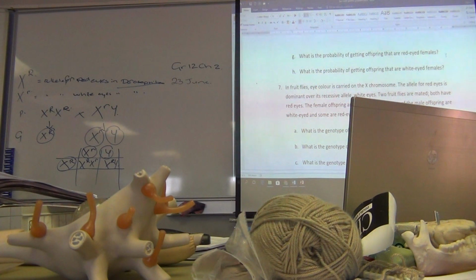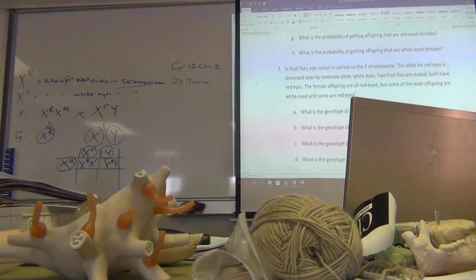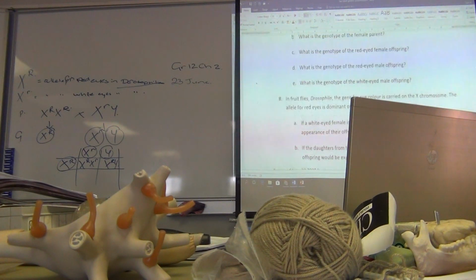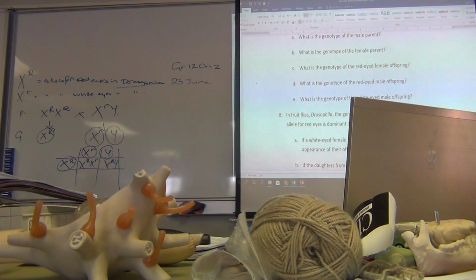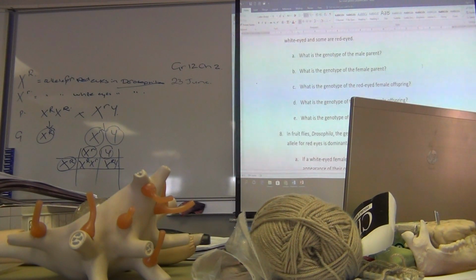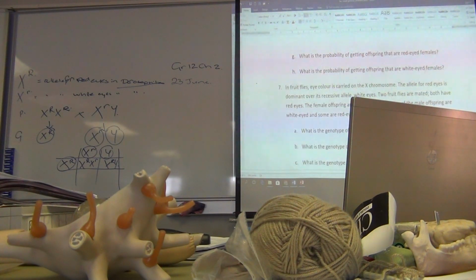What is the probability of getting offspring that are red-eyed females? 50% chance. And what is the probability of getting offspring that are white-eyed females? 0 chance. Okay. All right. I expect you to do number 7 and number 8 of this for homework, for tomorrow.